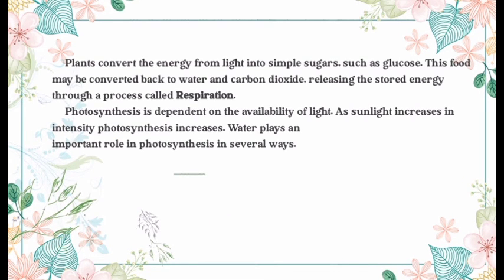Plants convert the energy from light into simple sugar such as glucose. This food may be converted back to water and carbon dioxide, releasing the stored energy through a process called respiration. Photosynthesis is dependent on the availability of light. The intensity of photosynthesis increases as the sunlight increases. Water plays an important role in photosynthesis in several ways.